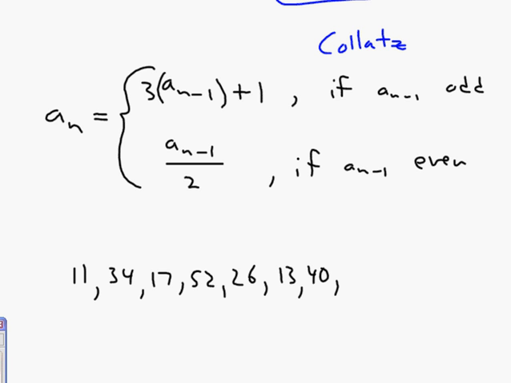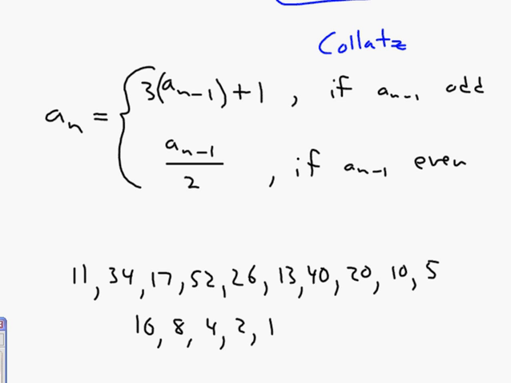And it sure seems like we're just doing this for no reason, but be patient. You'll see something interesting happen. 40 is even, so we divide that by 2 and get 20. 20 is even, we divide by 2 and get 10. 10 is even, we divide by 2 and get 5. 5 is odd, we multiply it by 3 and get 15 plus 1 is 16. 16 is even, we get 8. 8 is even, we get 4. 4 is even, we get 2. 2 is even, we get 1.